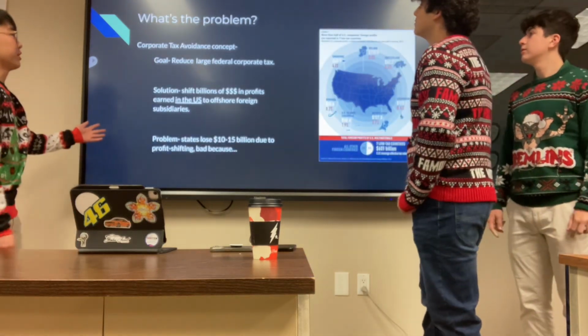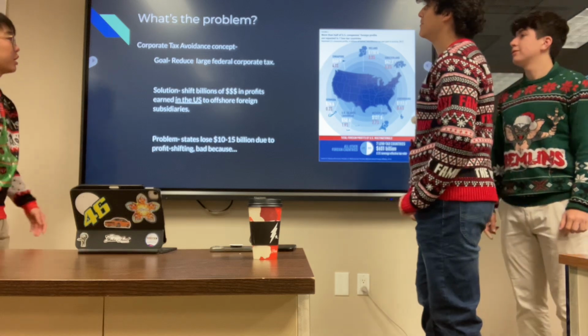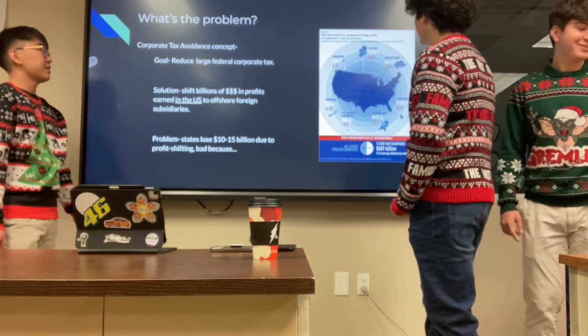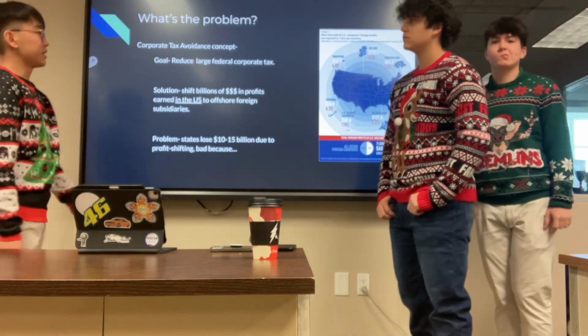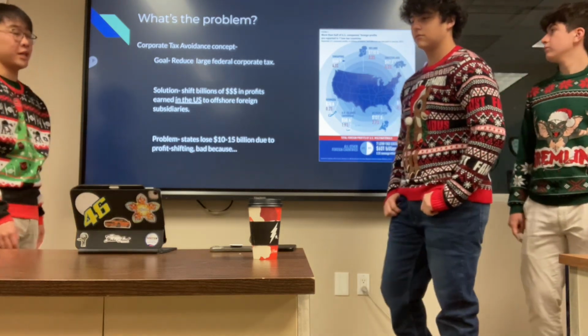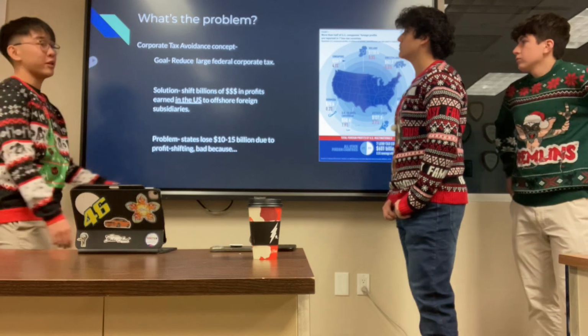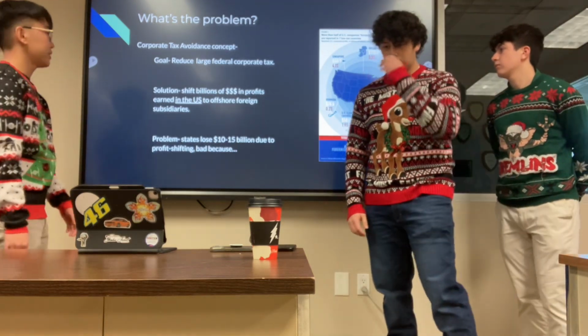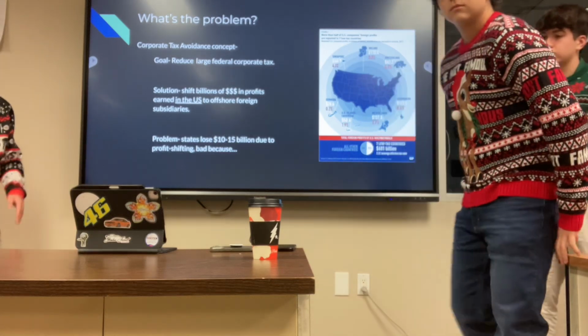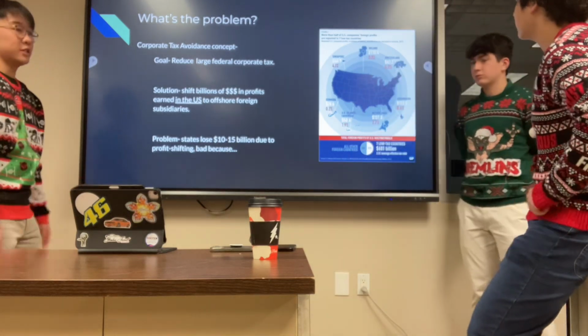So what is the problem in America right now? The big problem is that their goal for tax avoidance is to reduce their large federal corporate tax. And how they do that is they shift billions of dollars of profits earned in the US to offshore foreign subsidiaries.